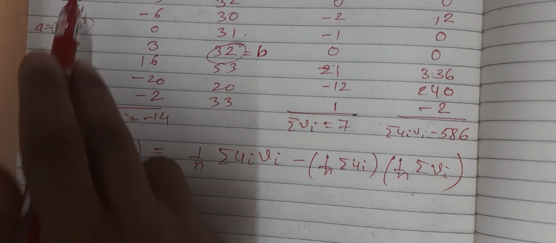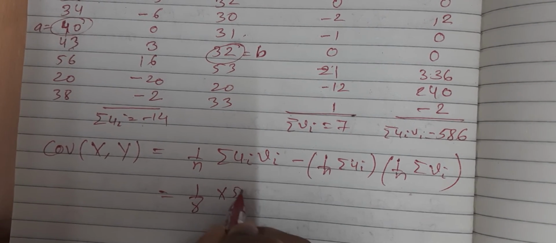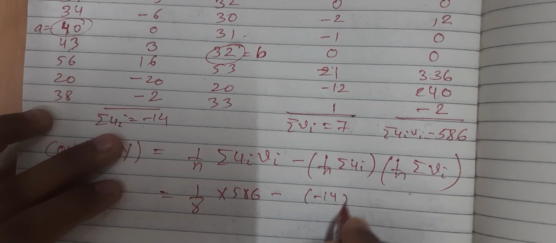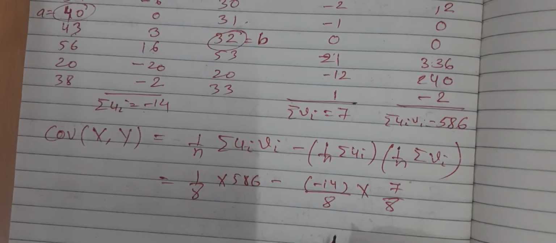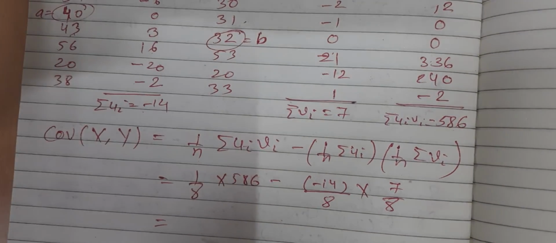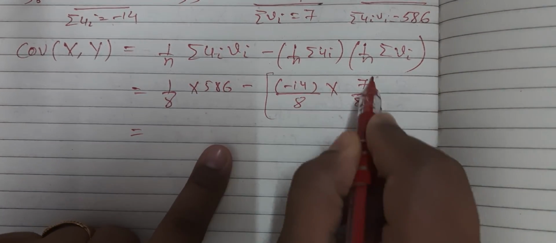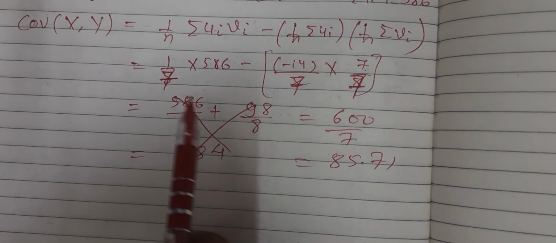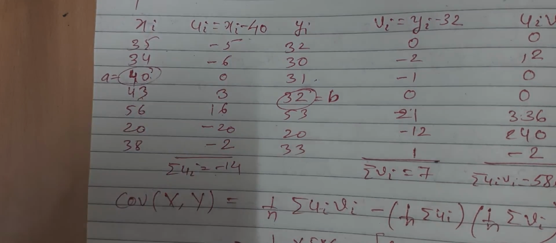Now we'll put all the values. So here n is 8, 1 by 8, sum of ui vi is 586, minus sum of ui, minus 14 by 8, multiplied by vi, 7 by 8. Now we'll simplify. So again I'm going to pause because this simplification is very easy. First we'll multiply these two and then we'll subtract. Please correct it, the value of n is not 8, it's 7. 1 2 3 4 5 6 7, it's 7.